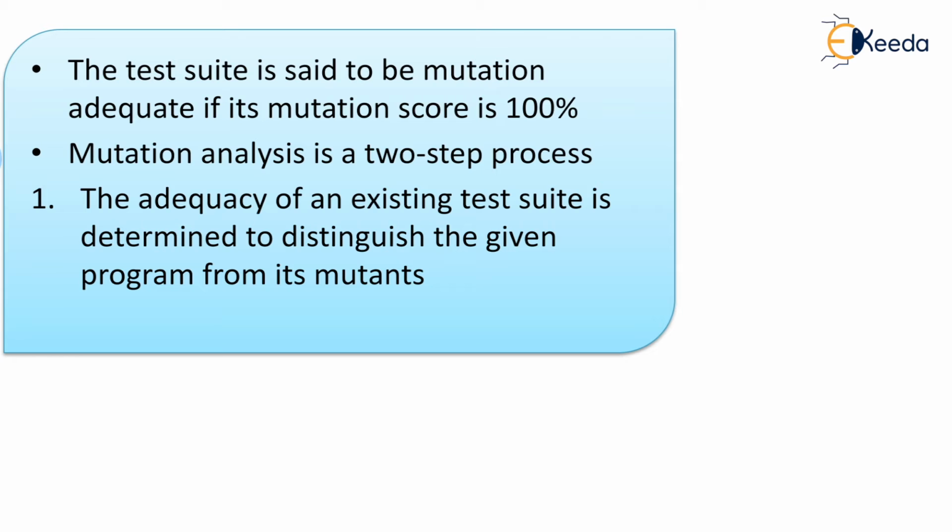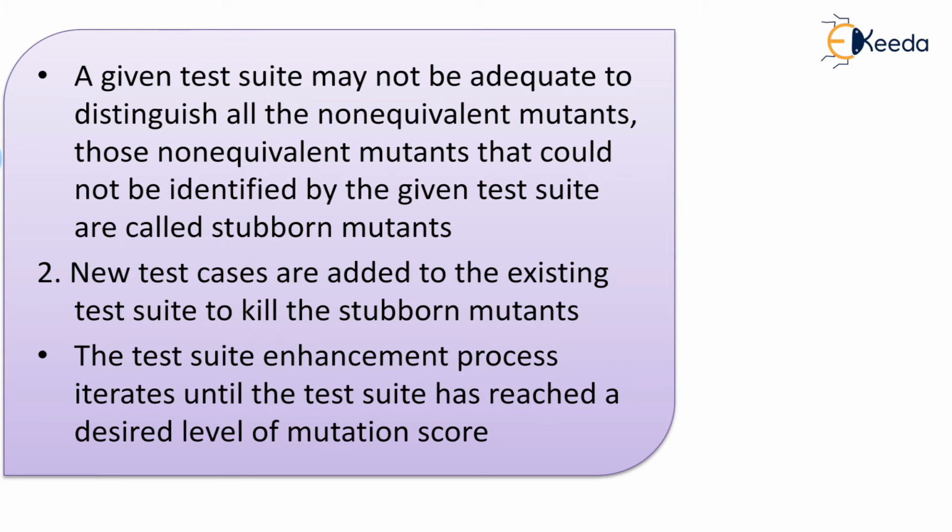That means I have written my mutant program, and the test suite I have prepared, consisting of my test plan, test report and test cases, is used to distinguish the given program. Of course, there are two programs, as I said: the original program and my mutant program. A given test suite may not be adequate to distinguish all non-equivalent mutants. Those non-equivalent mutants that could not be identified are the stubborn mutants.